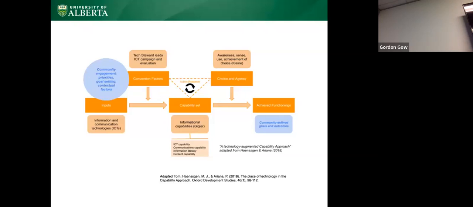What farmers and other stakeholders do with those capabilities is referred to as their achieved functionings, right? So you can think of that as potential, right, and actualized functions.